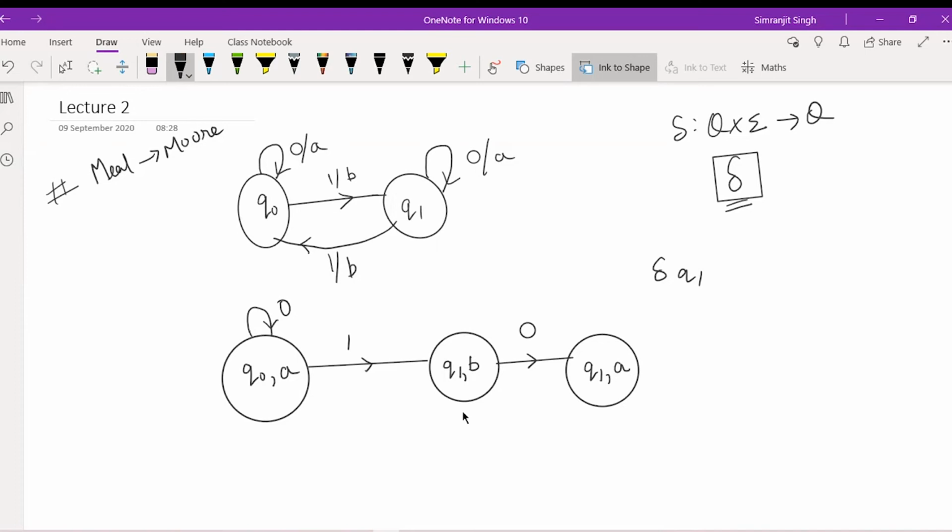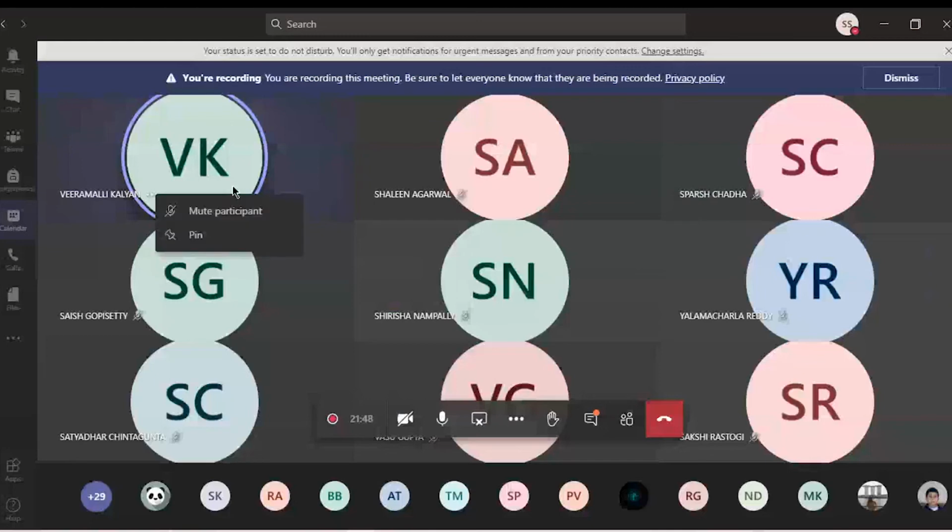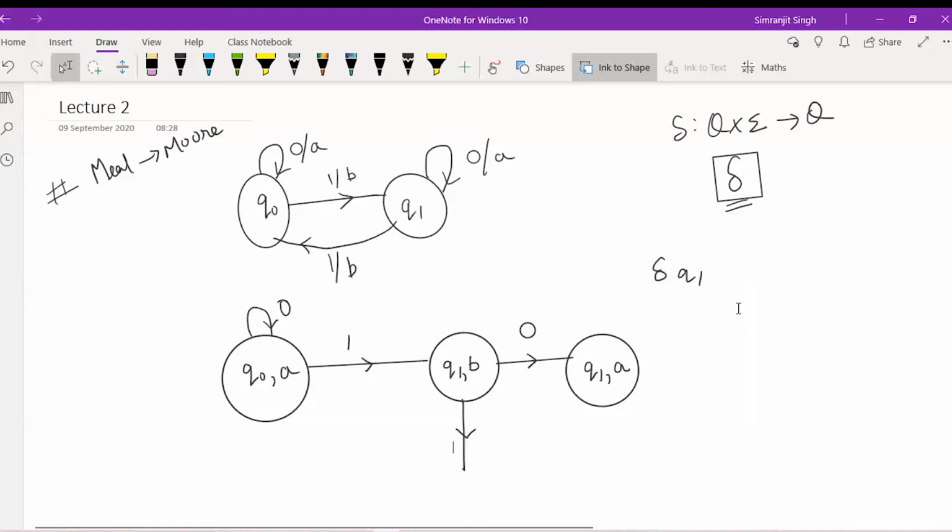Now define 1 here. See, in the previous diagram, Q1 on 1 is going towards Q0 with the output of B. Okay, so if I make the transition, the output here is A. So it means I have to design another state. Keep that in mind. Q1 on 1 is going towards Q naught with the output of B. Okay, so now these are two different states.